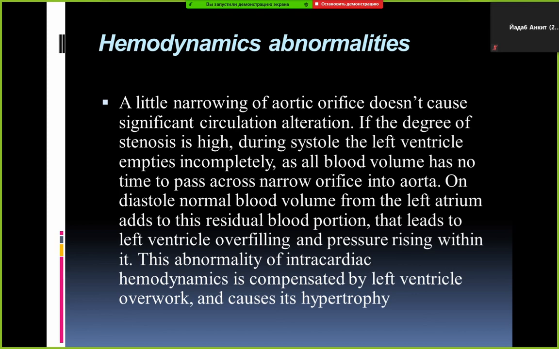If the degree of stenosis is high, during systole the left ventricle empties incompletely, as all blood volume has no time to pass across the narrow ostium into the aorta. In diastole, normal blood volume from the left atrium adds to this residual blood portion, which leads to left ventricle overfilling and pressure rising within it. This abnormality of intracardiac hemodynamics is compensated by left ventricle overwork and causes its hypertrophy.